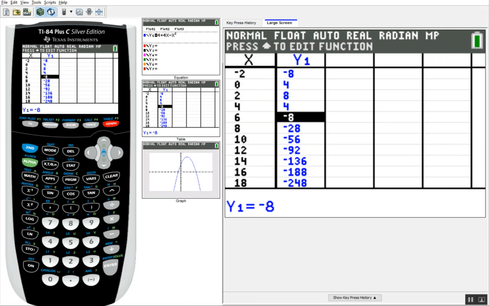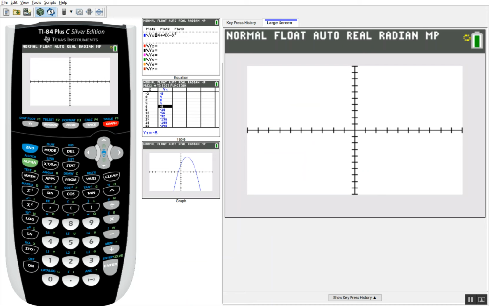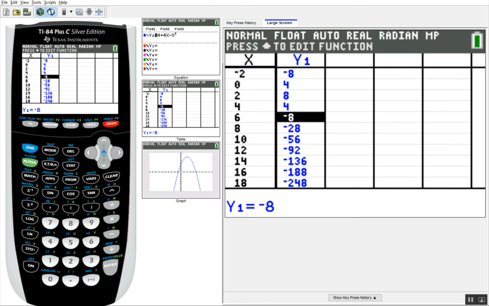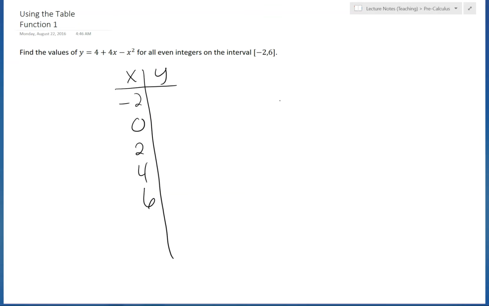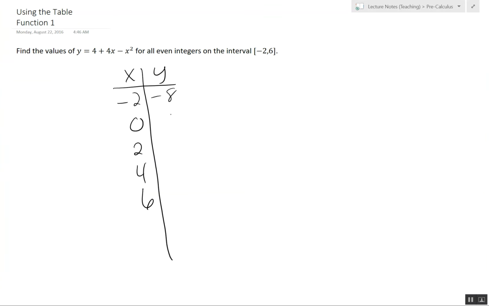If we graph this, just to see what it looks like, that's what our function looks like right here. So we were looking for these values on the table, so let's enter them in. So we have -8, 4, 8, 4, -8.